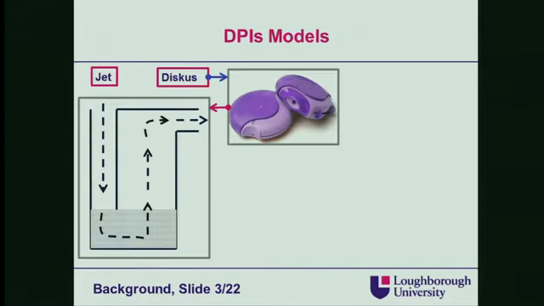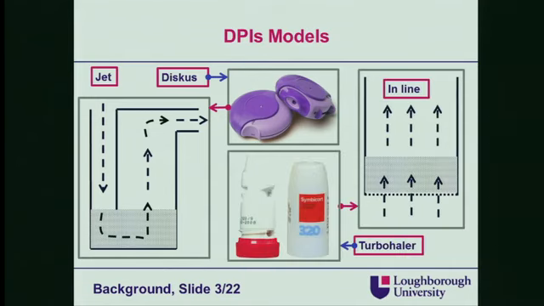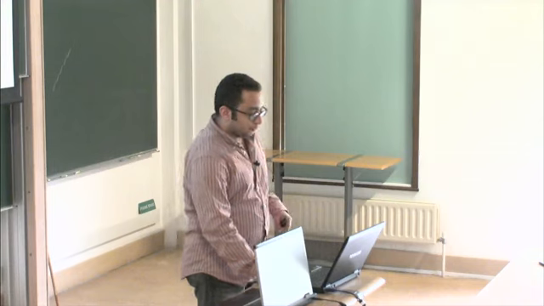There are several dry powder inhaler models. This one is named Discus, and it mainly uses a jet fluidization pattern. The air comes from here to fluidize the particles, and then the particles go outside here. The other one is the Turbohaler, which uses a simple inline flow.